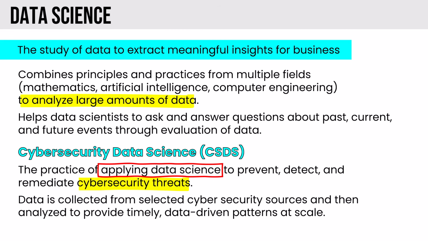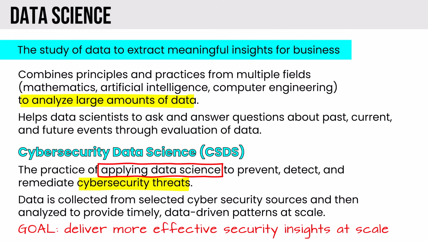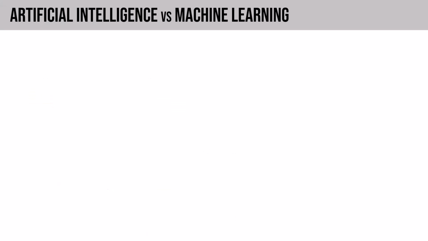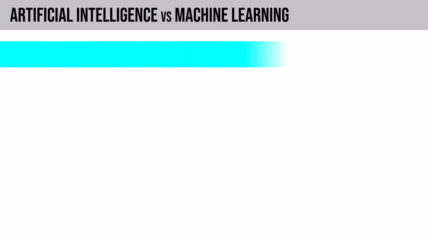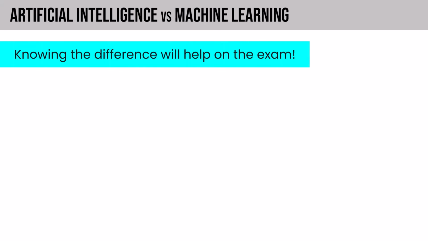Now, cybersecurity data science is the practice of applying data science to prevent, detect, and remediate cybersecurity threats. Data is collected from cybersecurity sources and then analyzed to provide timely, data-driven patterns at scale. At the end of the day, the goal is to deliver more effective security insights at high scale in an automated fashion, really. So let's talk about artificial intelligence, machine learning, and deep learning.